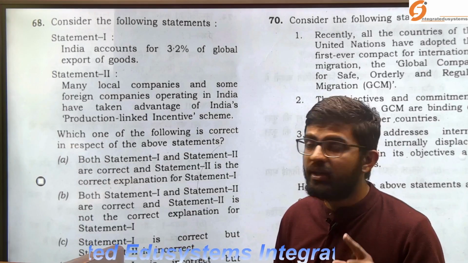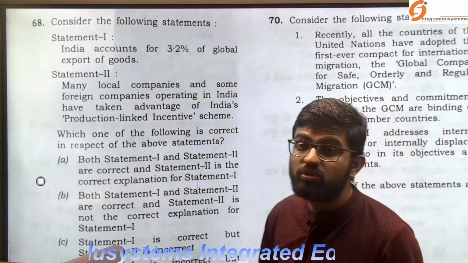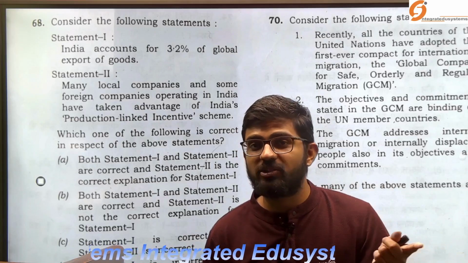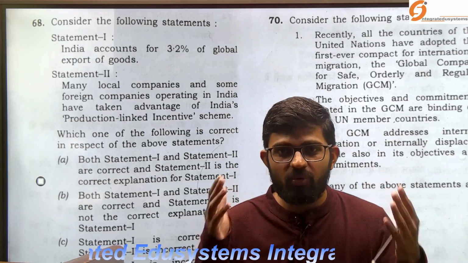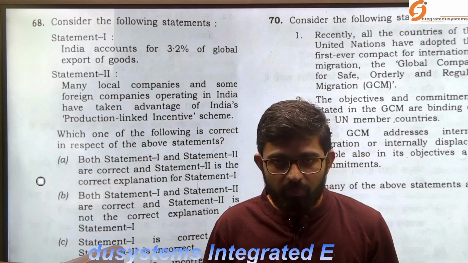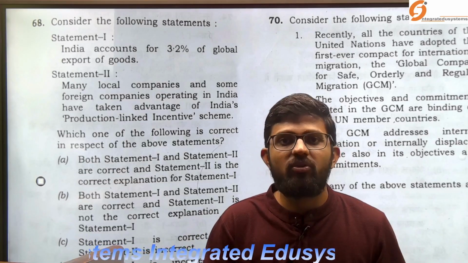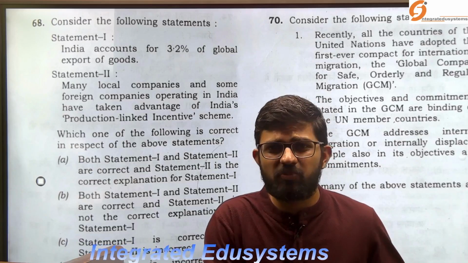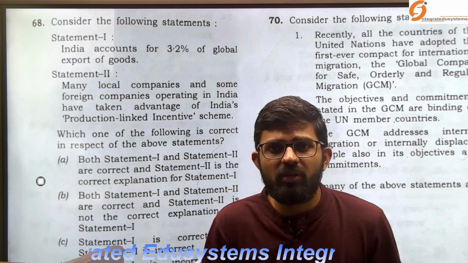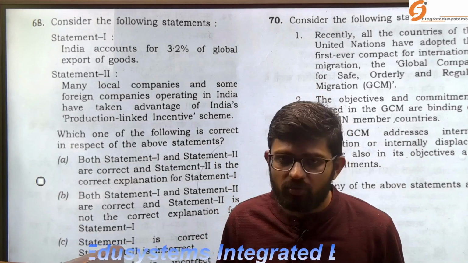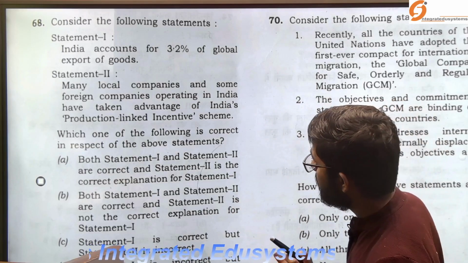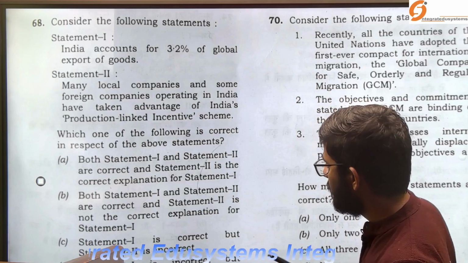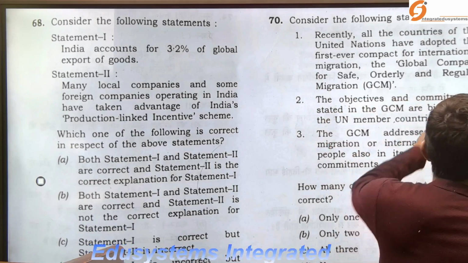So 2 is correct. And the first statement is India accounts for 3.2% of the global export of goods. Wrong. See, our contribution to whole world trade is less than 1%. And that too is majorly because of the services that we do. Definitely 3.2% of goods cannot be an option. So answer here is statement 1 is incorrect, but statement 2 is correct. So answer is only and only D.